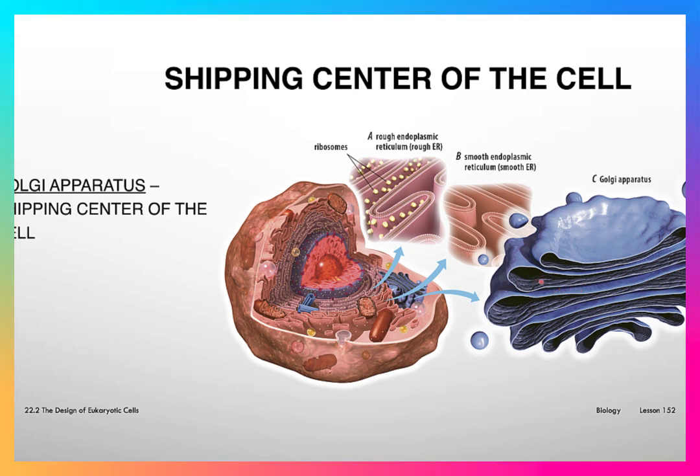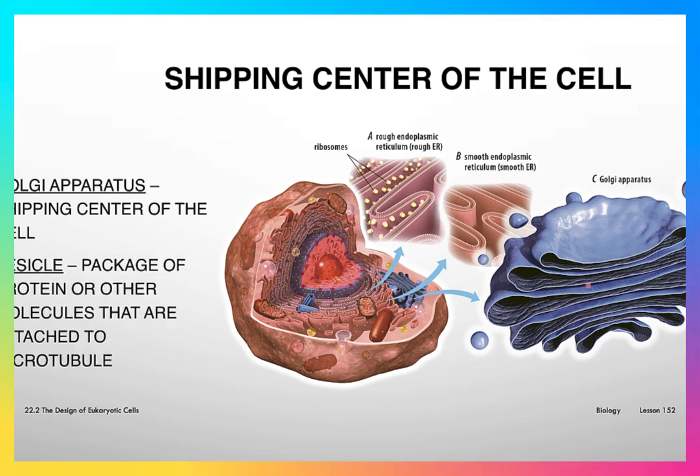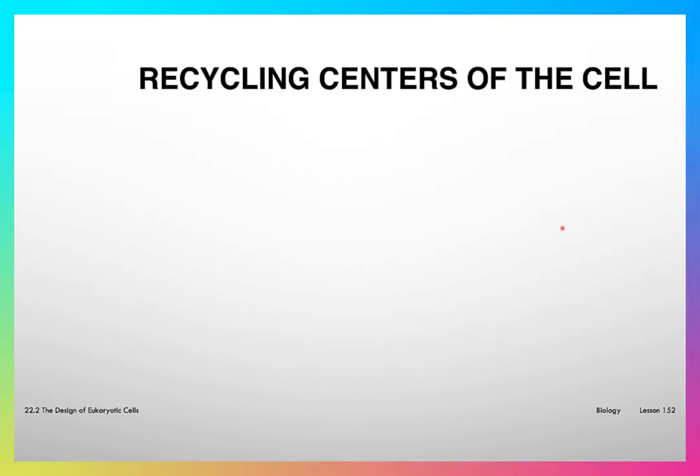And the Golgi apparatus is also known as the shipping center of the cell. And its purpose is essentially to package these proteins and other materials that are produced in the ER, endoplasmic reticulum, and put it into these vesicles. And the vesicles are the packages of proteins and other molecules which are extruded. And you can see they're actually sort of pinched off the Golgi apparatus, and they go out into the cell.